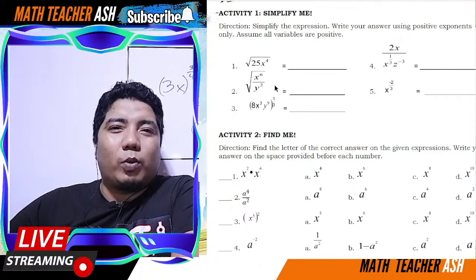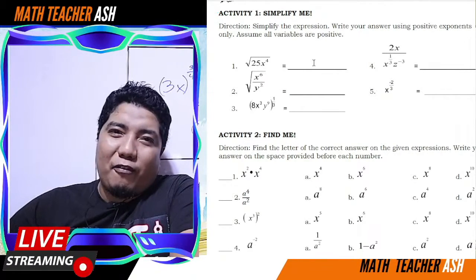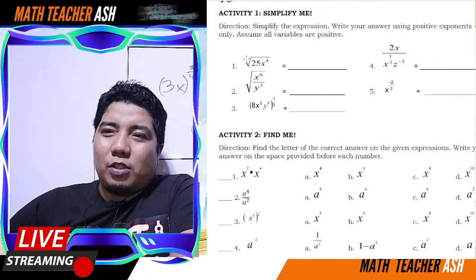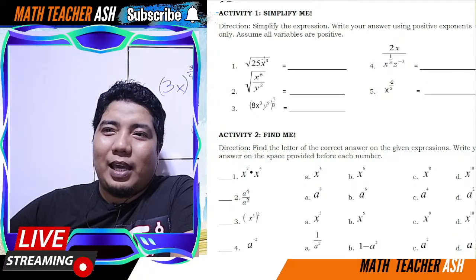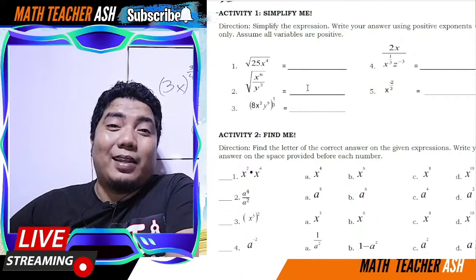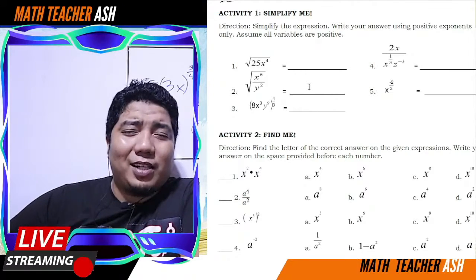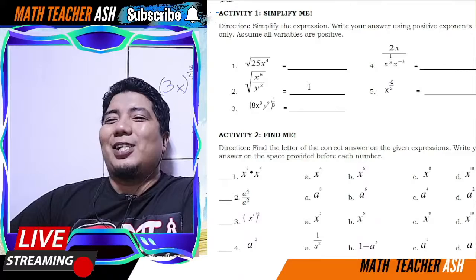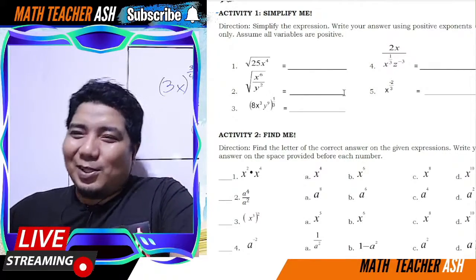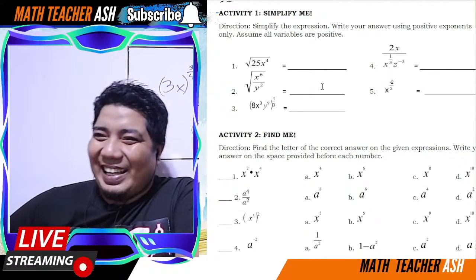Okay, may square root ba si 25? Meron. That is 5. X to the fourth. Tapos, index natin 2. So, pwede natin tong i-divide. Ang index mo ay 2, ang exponent mo ay 4. So, 4 divided by 2, that is x squared. So, your final answer is 5x squared. Okay, hindi ko isusulat yan, my dear math learners, kasi nakikinig ang mga students ko ngayon. Alright.